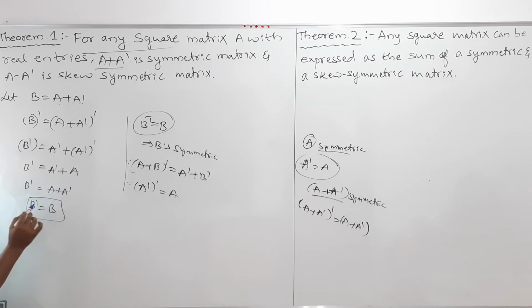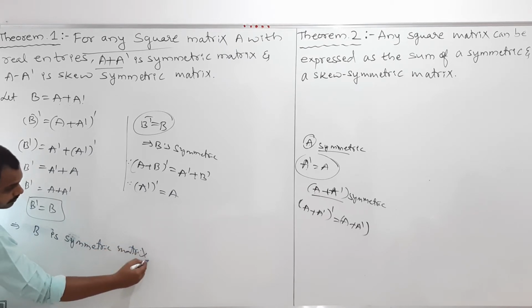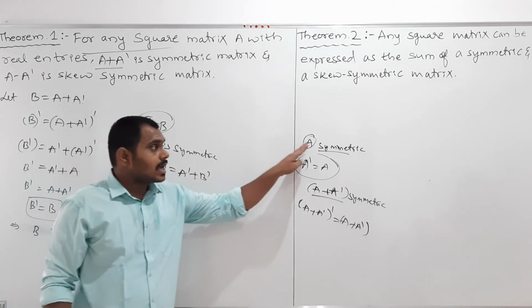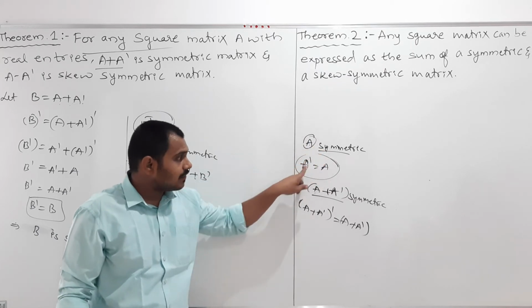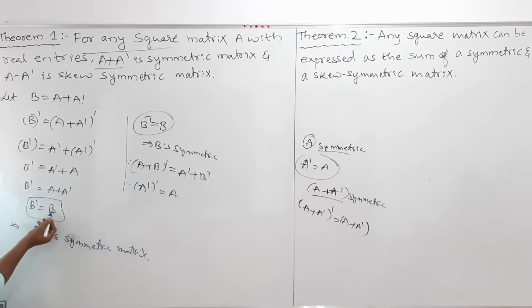This implies that if B is equal to B transpose, then we can say that B is a symmetric matrix. Clear? Because, my dear students, I proved here B is equal to B transpose. What we know is, A is said to be symmetric if A transpose equals A, then we can say that A is a symmetric matrix. Similarly, I proved here this B is equal to B dash. So therefore we can say that B is a symmetric matrix.